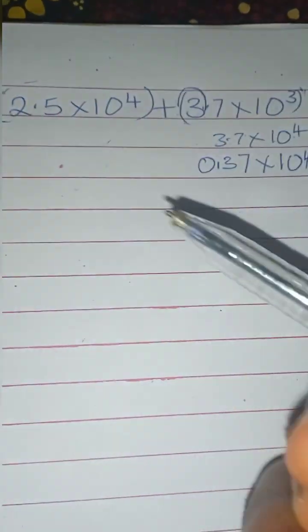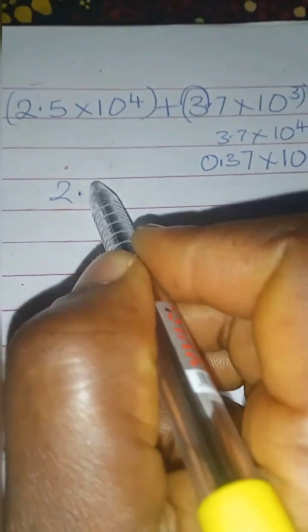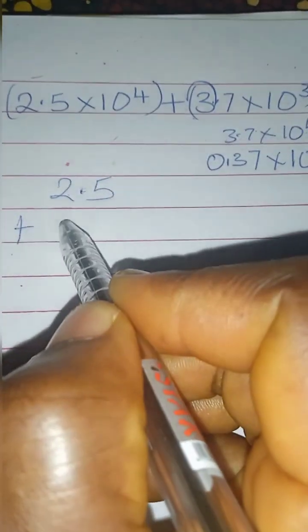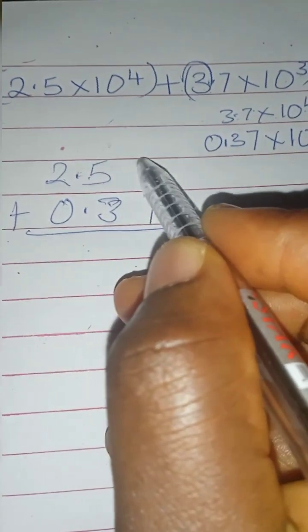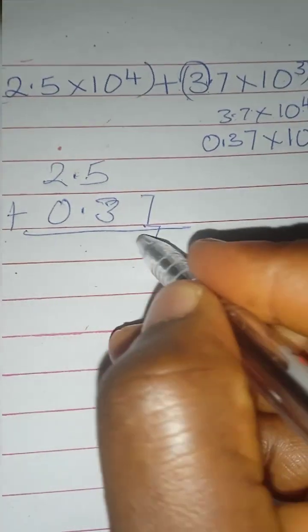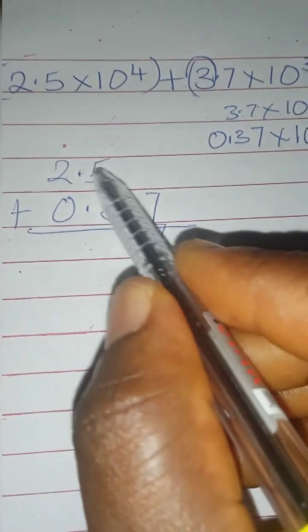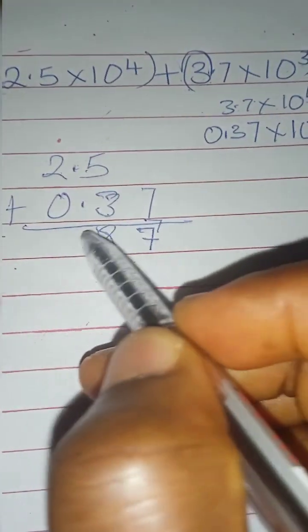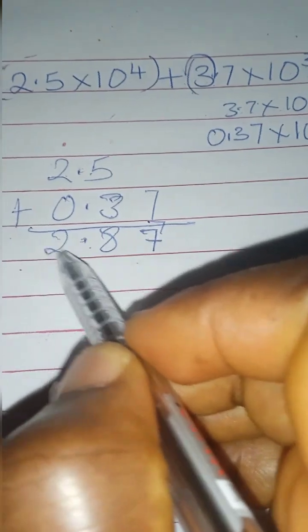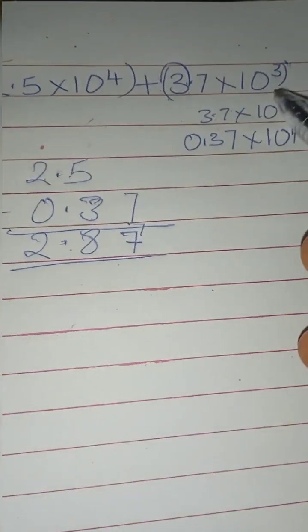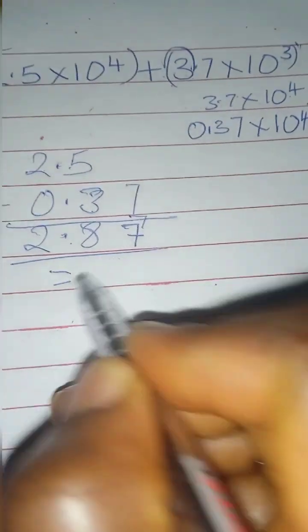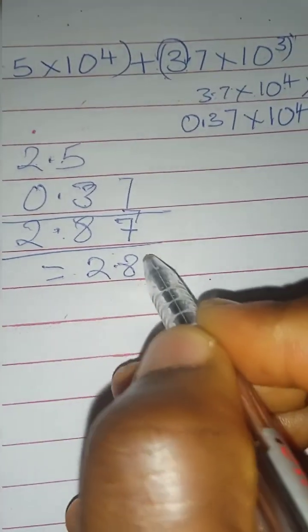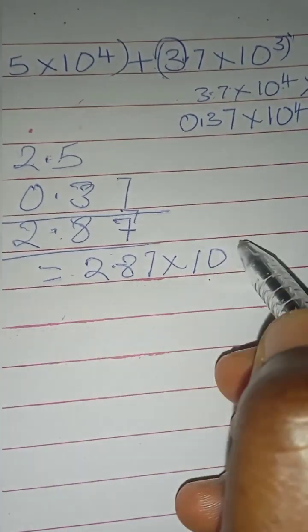I will now do 2.5 plus 0.37. So 2.5 is like 2.50. I bring down the 7. 5 plus 3 is 8. That means this becomes 2.87, and I will retain the power, 10 raised to the power 4. So the answer will become 2.87 times 10 raised to the power 4.